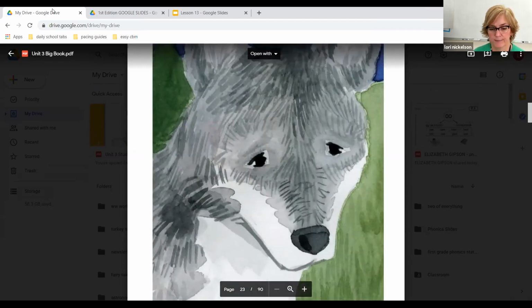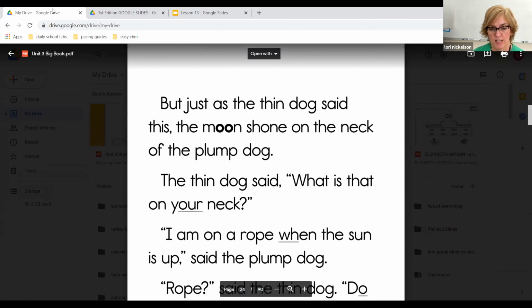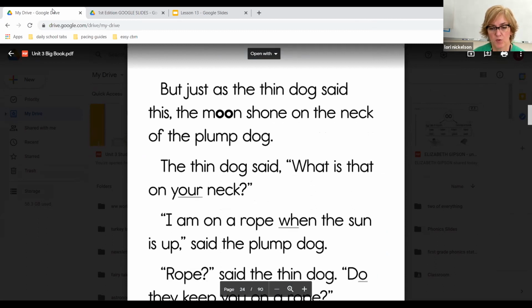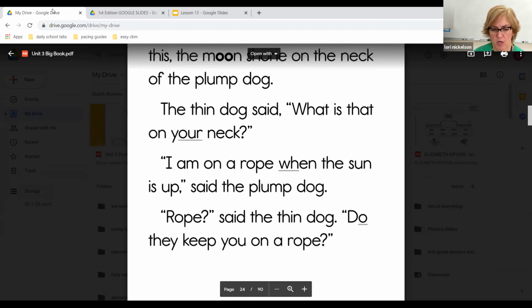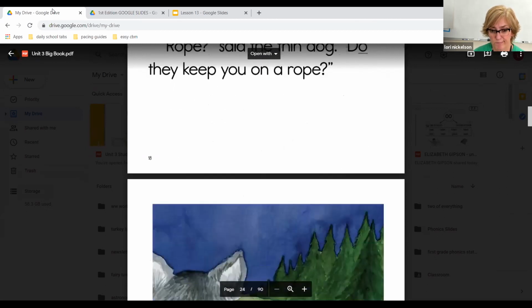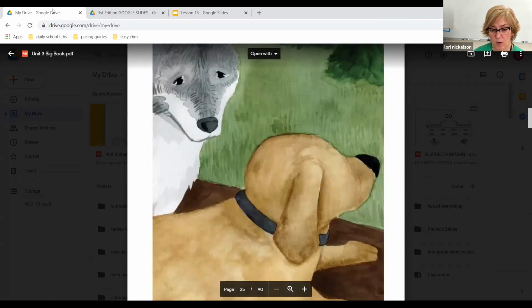Strange look, doesn't he? But just as the thin dog said this, the moon shone on the neck of the plump dog. The thin dog said, "What is that on your neck?" "I am on a rope when the sun is up," said the plump dog. "Rope?" said the thin dog. "Do they keep you on a rope?" He looked worried, didn't he?